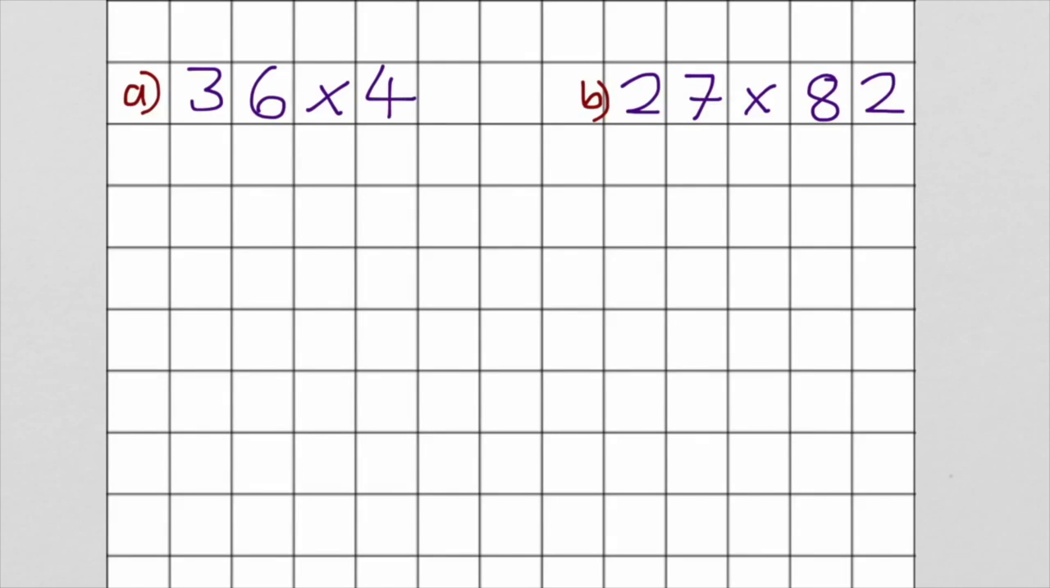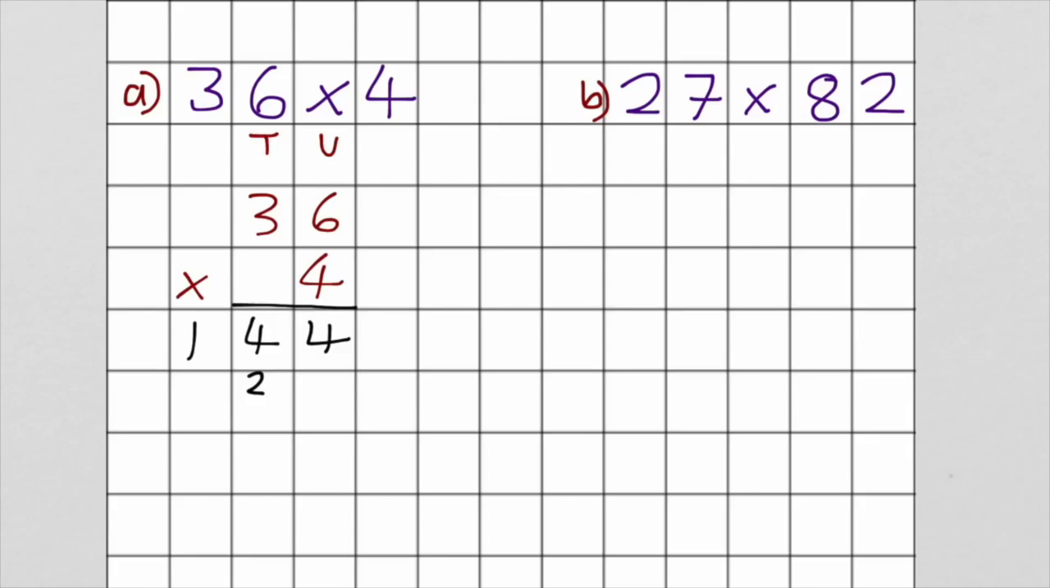36 times 4. We're going to use the formal method for this. And the way I'm going to set it out is I'm going to line up my digits in their correct column. The units column and the tens column. And then first of all, we're going to multiply the units together. Always start with the units. So 6 times 4 is 24. Alright, so in the 4, carry the 2. 3 times 4 is 12. And I add on the 2 to make 14. And my answer overall is 144.